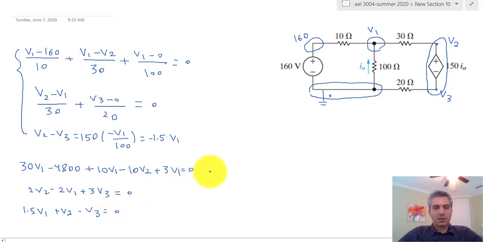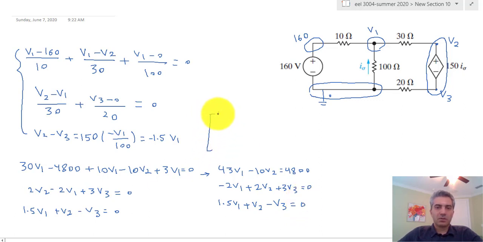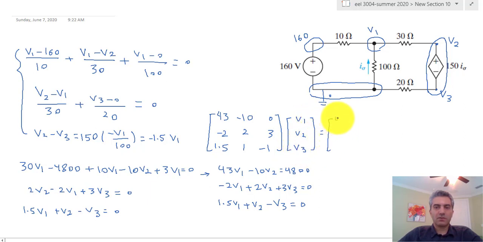So let's just rewrite these to prepare them for the matrix. So 30 plus 10 plus 3, 43 V1 minus 10 V2, it's equal to 4800. For the second equation, minus 2 V1 plus 2 V2 plus 3 V3 is equal to 0. Finally, 1.5 V1 plus V2 minus V3 is equal to 0. So the matrix form turns out to be 43, minus 10, 0; minus 2, 2, 3; 1.5, 1, minus 1; multiplied by V1, V2, V3. That is equal to the matrix of knowns.